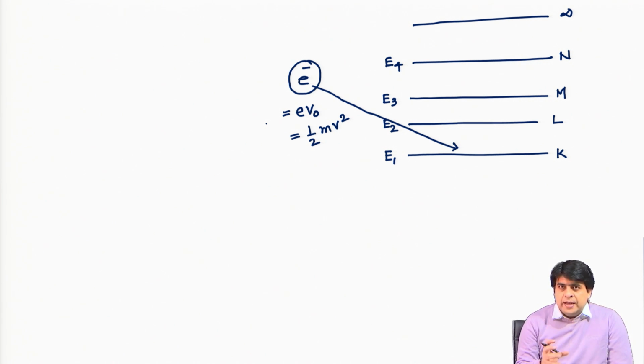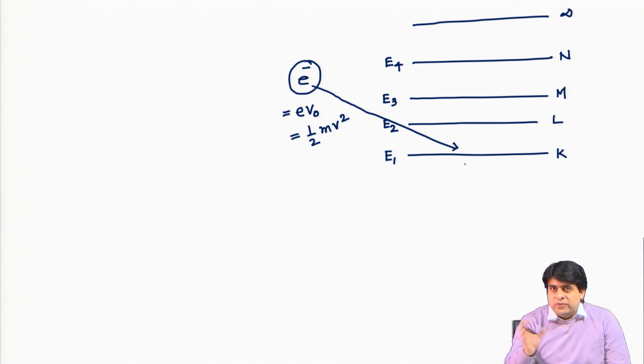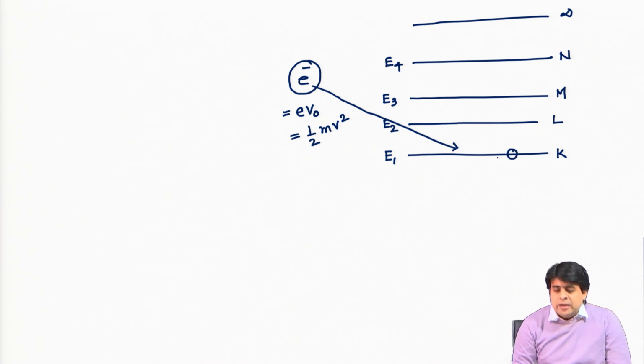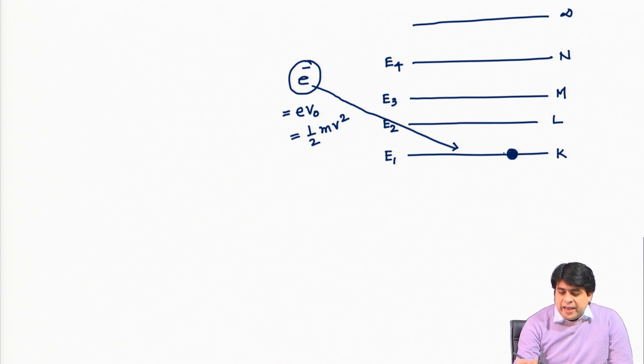Because the binding energy or the ionization energy of the electron present in the K shell is much lower than the energy of the incident radiation, it will remove the inner shell electron from the K shell, and put this electron to infinity. When it puts the electron at infinity, there will be a void in the K shell. So, what will happen? There is a vacancy here, and the electrons present in the higher energy levels, the L, M and N shells, what will they try to do?